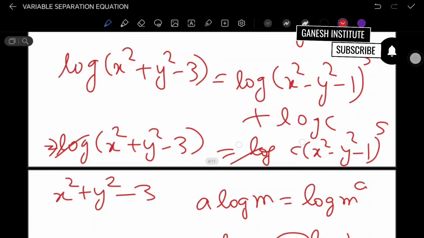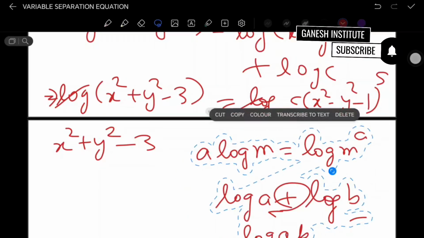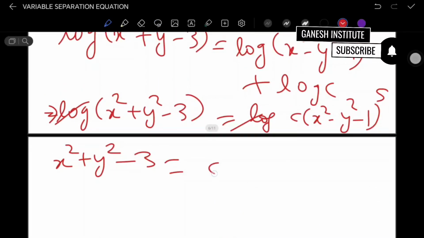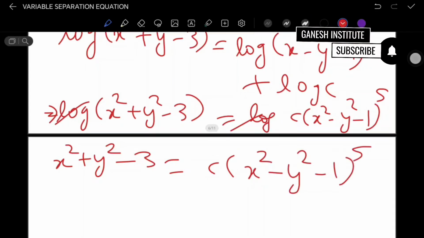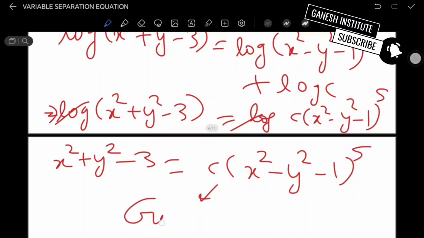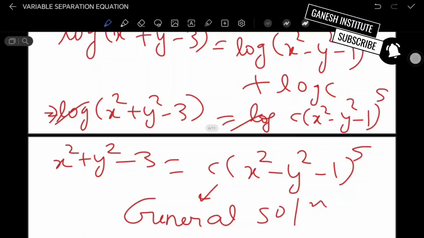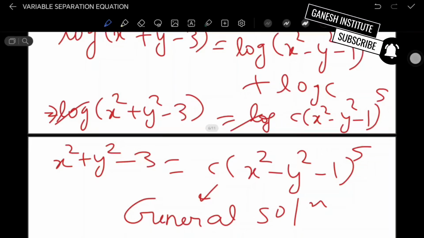So sometimes when we are saying do separation when it's not possible, you need to figure out what can be done as alternatives. Yeah, so this is the general solution for this equation. I'm hoping that you got how to separate variables and solve the differential equation.